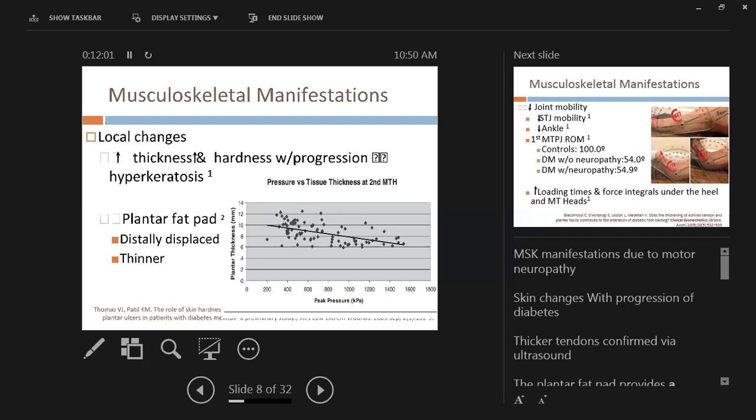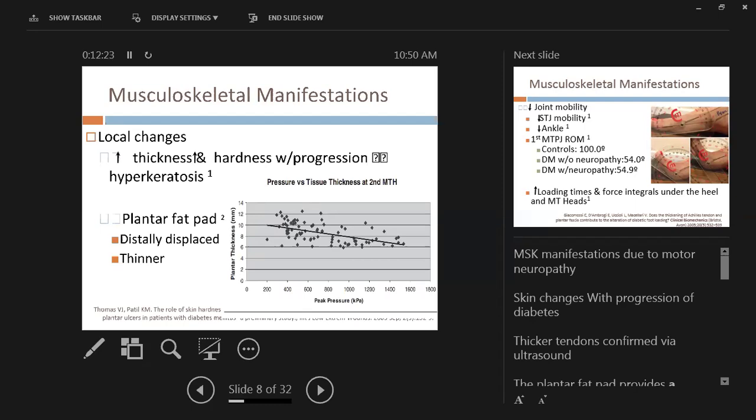Something else that can happen is this plantar fat pad atrophy. We all have these nice natural cushions on the bottom of our feet. When we walk, these cushions absorb the weight and the impact that our foot places as we walk. With diabetes, one of the things that can happen is this plantar fat pad can, number one, atrophy or break down.